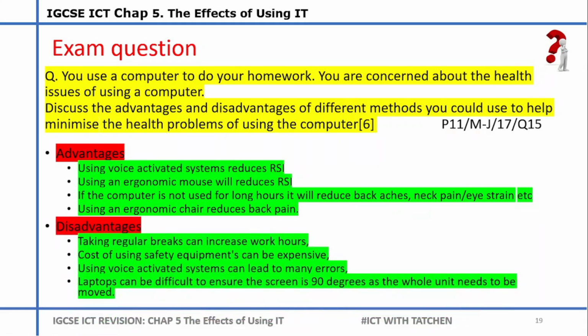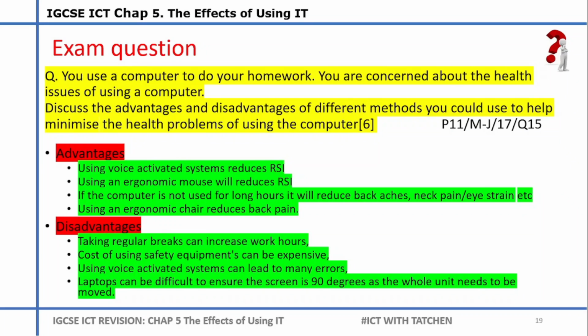And now disadvantages. What are the disadvantages of the different methods you could use to help minimize the health problems of using the computer? Taking regular breaks, what would that cost you? Maybe if you are working on a project, if you take regular breaks, it will increase your working hours. Next, the cost of using safety equipment can be expensive. For example, ergonomic keyboards and ergonomic chairs are quite expensive, but worth the risk. So they are worth it. To minimize the risk, your health is your wealth. So they are worth the expense.